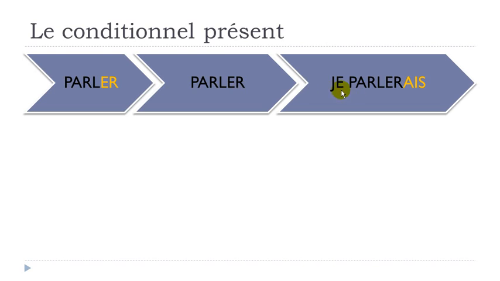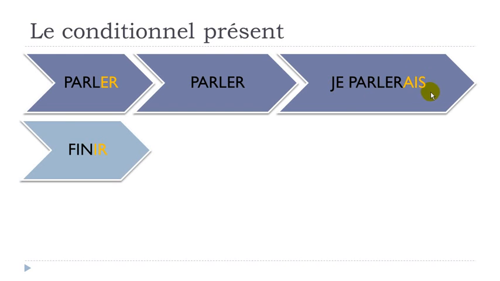And for je, the ending will be AIS, okay? So you don't need to modify your infinitive form. The basic form is like that, it goes there, and right after you just add the ending AIS, and you get je parlerais. All right, so it's quite simple.